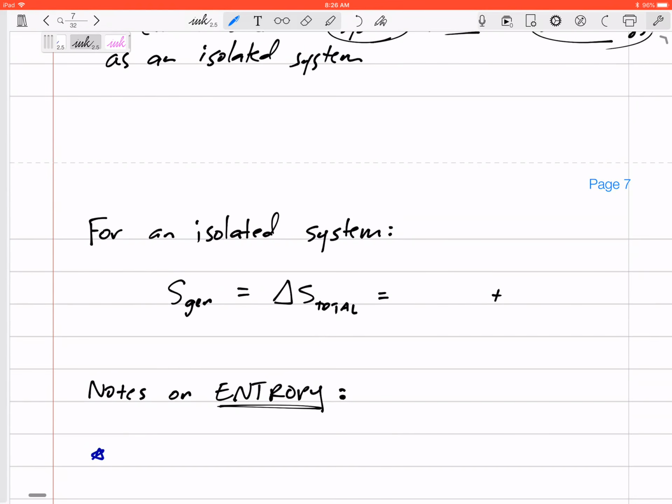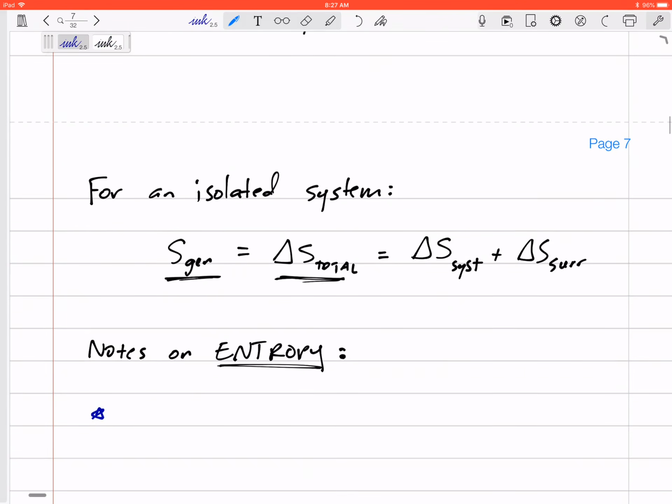So for an isolated system, the entropy generation is equal to the change in entropy. So we can say the change in entropy of the system plus the change in entropy of the surroundings is equal to S-gen, because for an isolated system, where we're looking at the system and the surroundings, there's no Q, so there's no heat transfer, there's no entropy due to heat transfer, there's only entropy change due to entropy generation.